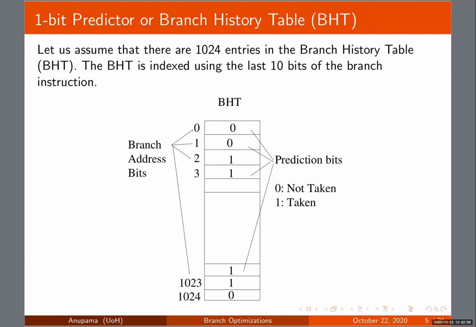So you will be getting into the particular entry, and if the entry says 0, then you assume this branch is not taken. If the entry says 1, then you assume the branch is taken. Now, obviously, you can have aliasing where multiple branches index into the same entry in the branch history table. Therefore, the prediction will be wrong, but it doesn't matter because prediction does not always end up being correct.